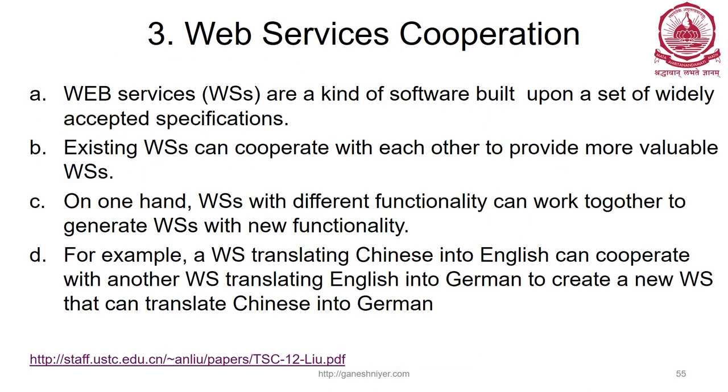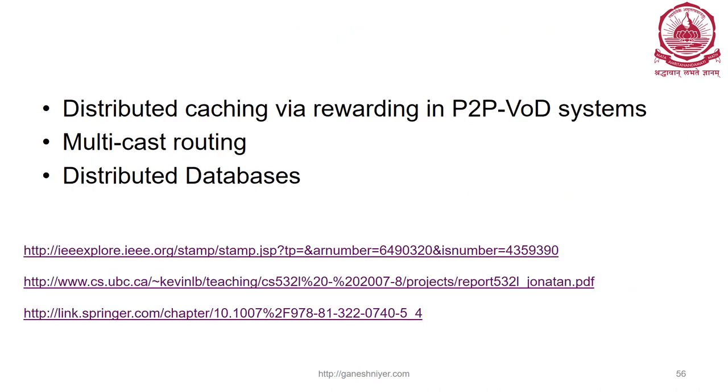Web service cooperation. For example, assume there's a web service to translate Chinese to English and another web service to translate English to German. You could potentially cooperate these two together to translate Chinese to German, isn't it? All these examples are referred to below in the URL, so please feel free to go look at it. Many more examples such as multicast routing, distributed caching in P2P networks.